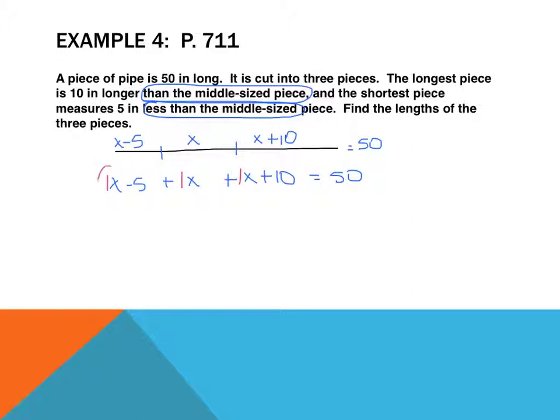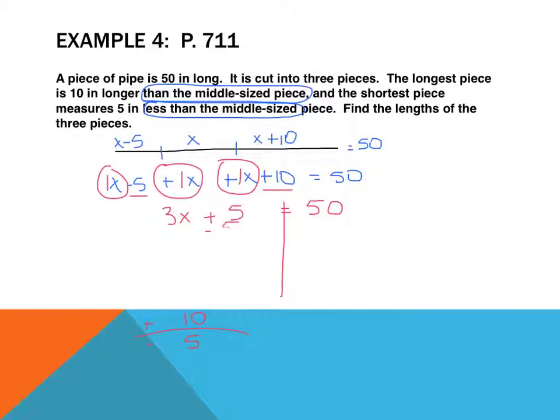Combining like terms, 1x plus 1x plus 1x is 3x. And then negative 5 plus 10 is the same thing as 10 minus 5, which is plus 5, equals 50. And now we can solve it. Subtract 5 from both sides. 3x equals 45. Divide by 3. x equals 15.